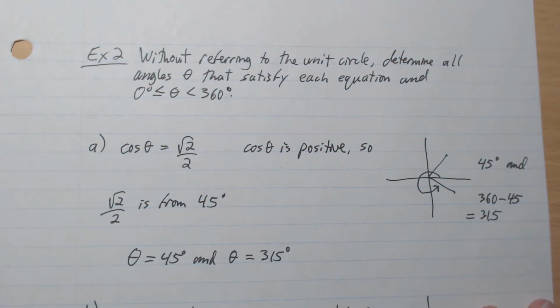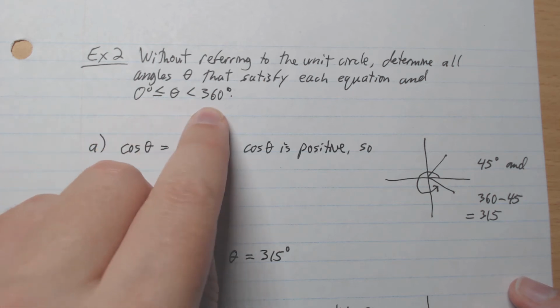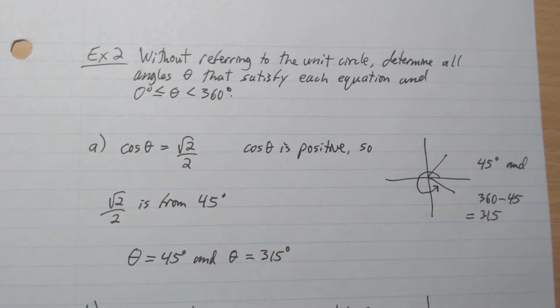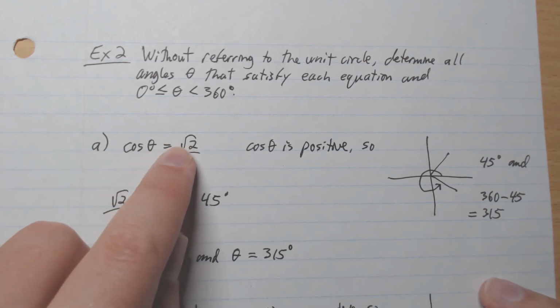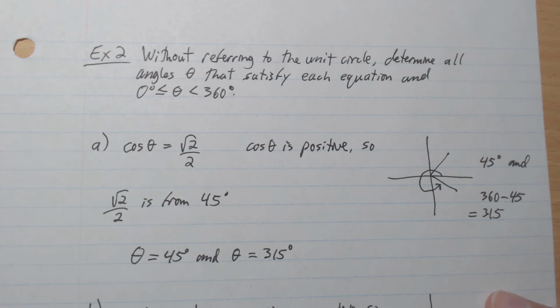Okay, different kind of problem. Example 2. Without referring to the unit circle, determine all angles theta that satisfy each equation, and the angles are between 0 and 360. So here we're given cos of theta is root 2 over 2.